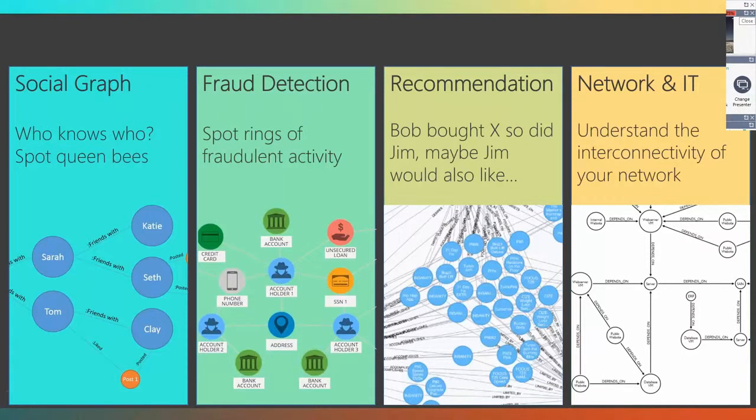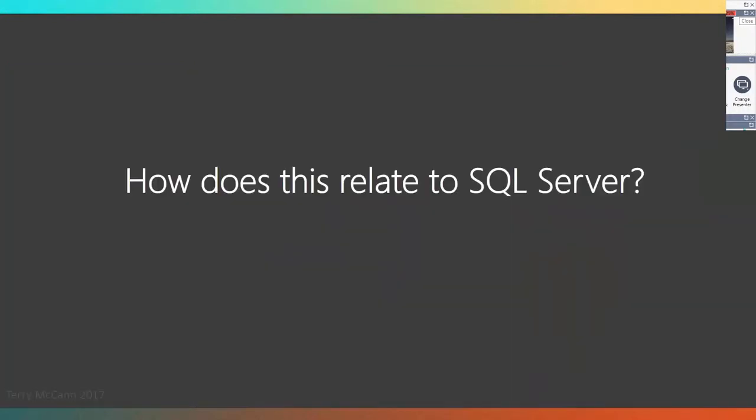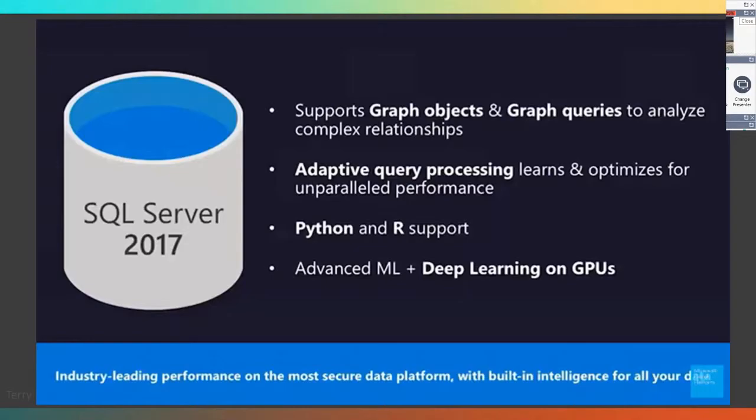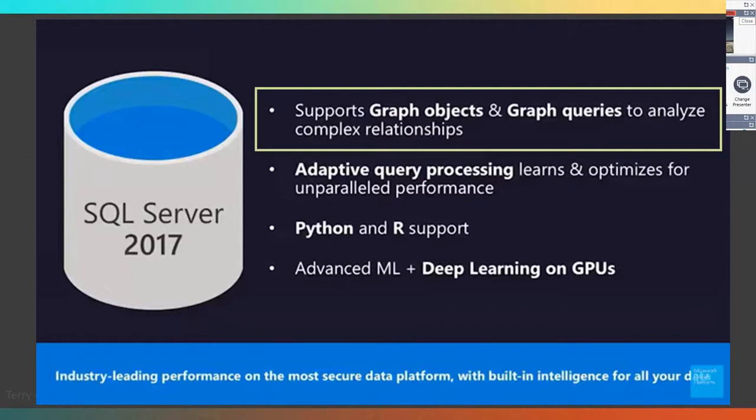Okay, so we've talked an awful lot about the theory, the use cases, the design patterns. So how does this relate to SQL Server? At the Microsoft conference recently where they announced SQL Server 2017, I think it was Joseph Sirosh who came up with this slide, which has one key point that I'm particularly interested in: the support of graph objects and graph querying to analyze complex relationships in SQL Server 2017.